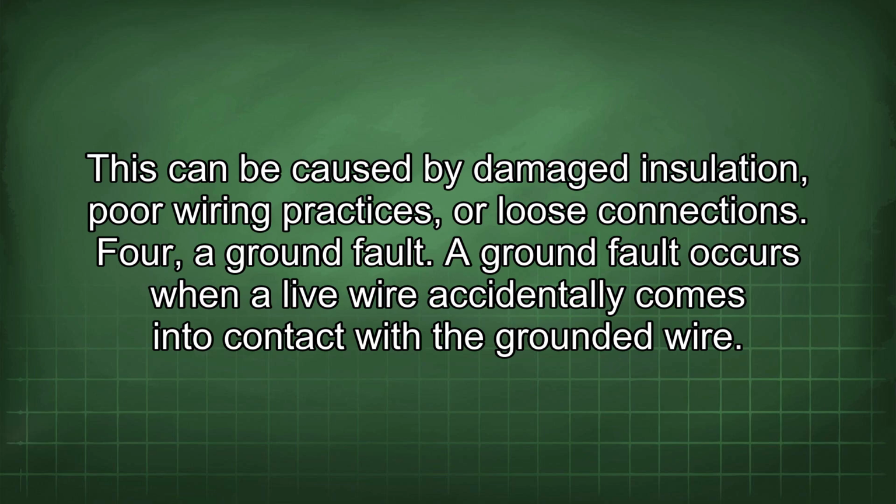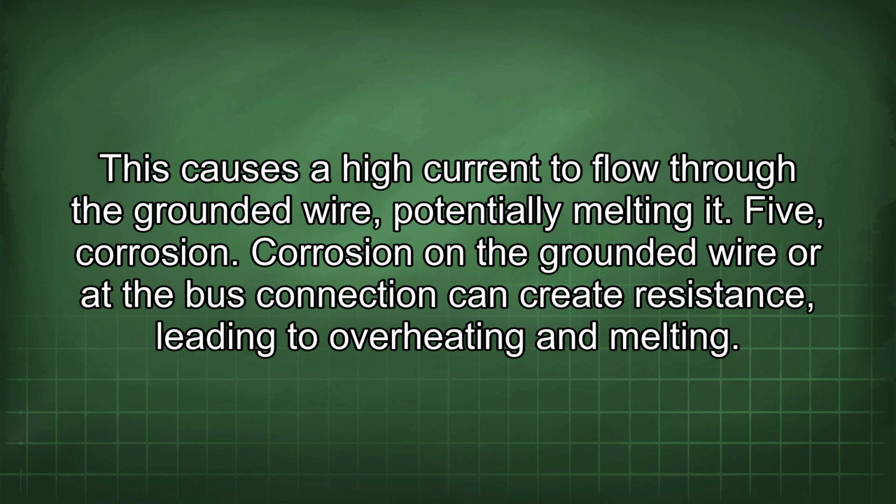4. A ground fault. A ground fault occurs when a live wire accidentally comes into contact with the grounded wire. This causes a high current to flow through the grounded wire, potentially melting it. 5. Corrosion. Corrosion on the grounded wire or at the bus connection can create resistance, leading to overheating and melting.